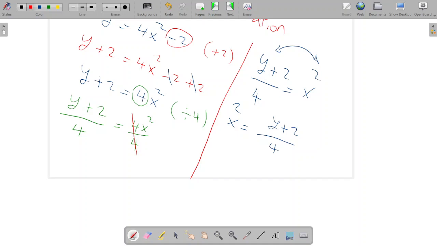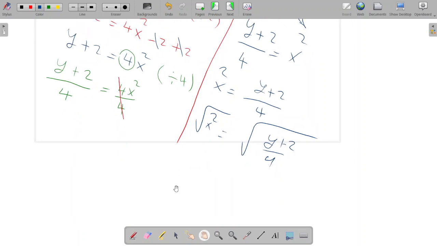I don't remember that one of you, I think there are one or two students who solved it. So you're going to take the square root of both sides. So you're going to take the square root of x squared equal to the square root of (y plus 2) over 4. It means that the answer now is going to be x, because we said that the square root and the square can cancel each other, and what is left is x.